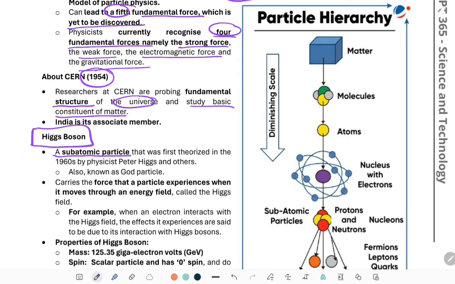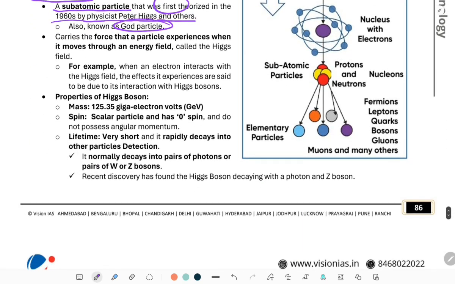It is a subatomic particle that was first theorized in the 1960s by physicist Peter Higgs and others. It's also called the God particle. Then we'll see some properties of the Higgs boson. It has a mass of 125 to 135 giga electron volts, it is a scalar particle with zero spin. Its lifetime is very short, and it rapidly decays into other particles.